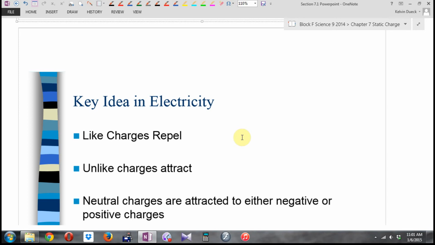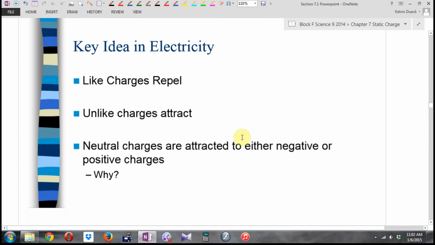Now, there's a third one, a little more obscure. Neutral charges, like the wall, are attracted to either negative or positive charges. The balloon was negatively charged, the wall is neutral, but you can see they're attracted to each other. It's still going. Nicole put a good charge on there. You're shocking. Okay? Why are neutral charges attracted to both? Put your pencils down, look up.